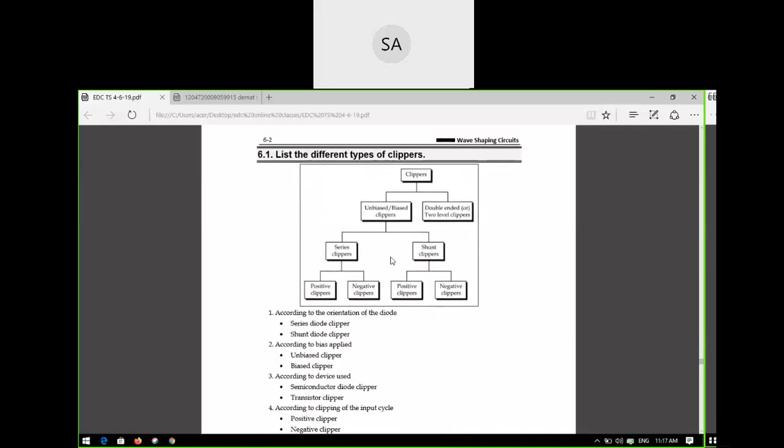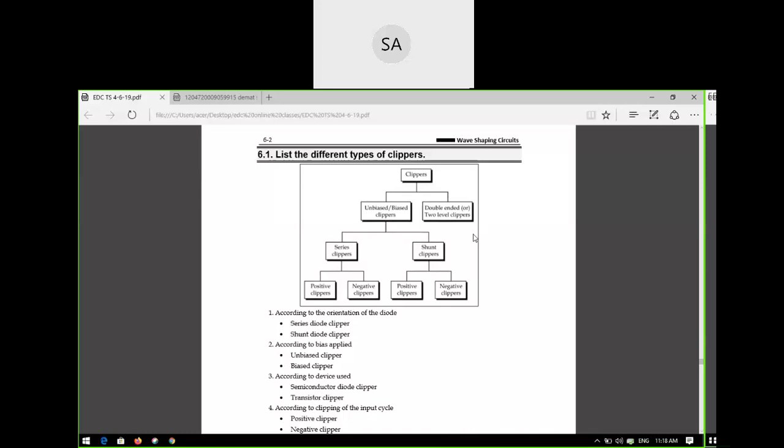What are the different types of clippers? There are three types of clippers. Broadly, they are classified into three types: unbiased, biased, and double-ended clipper or two-level clippers. Unbiased is again two types: series and shunt. Biased also again two types: series and shunt. Series is again classified into two types: positive clipper and negative clipper. And shunt is also divided into two types: positive clipper and negative clipper.